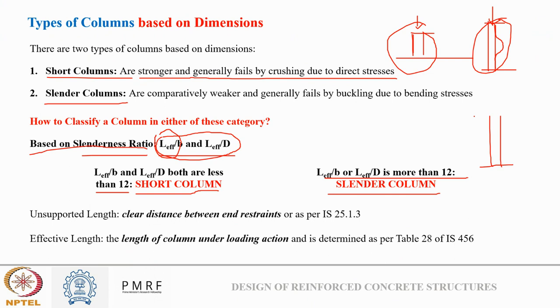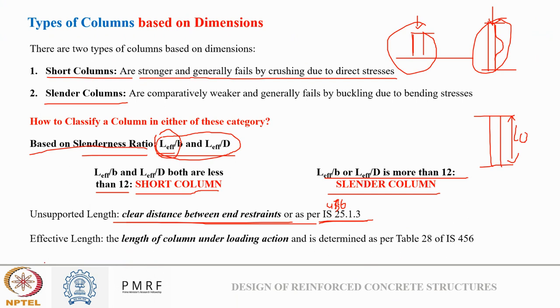between two floors, this total length is known as L naught, or the unsupported length of the column, and it is nothing but the clear distance between the restraints. As per IS 456, there is one provision that says that either it is the clear distance between the end restraints or some conditions that are given in the code based on the type of restraint provided. Okay, but what we need is the effective length.